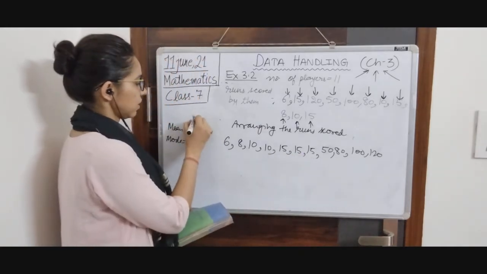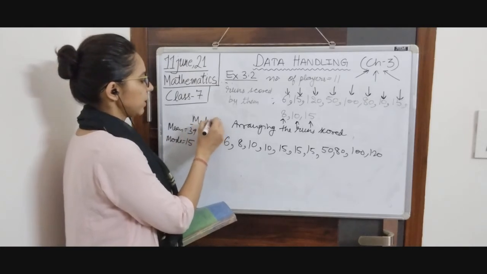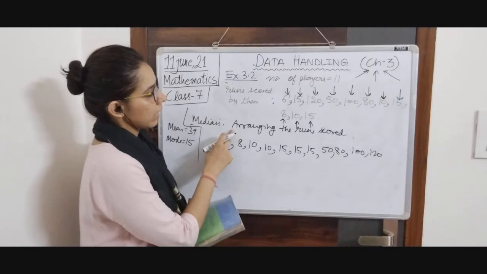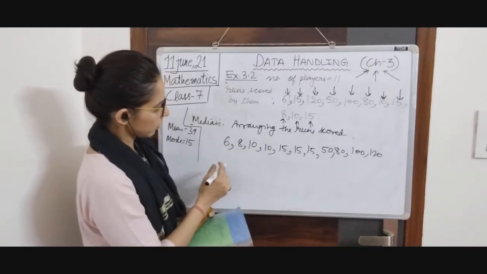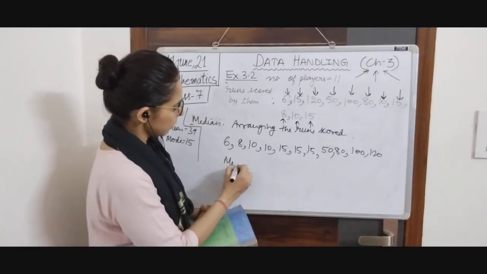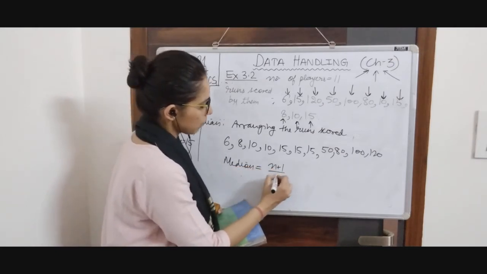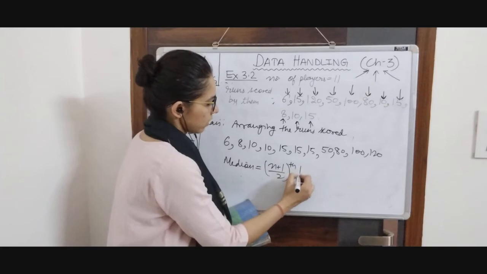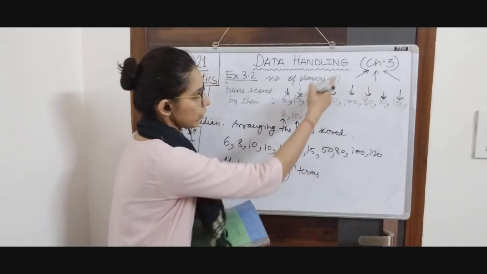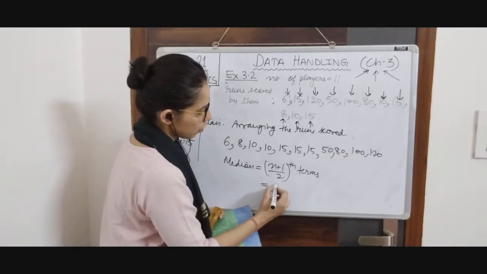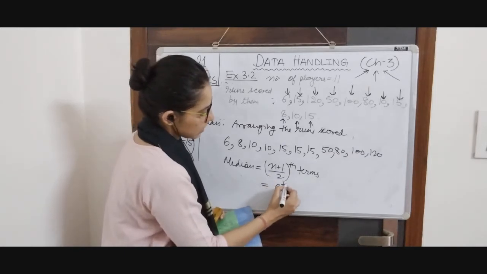Median is the middlemost term. For that we will need to arrange the observations. Then median will be the middlemost term. Median will be the (n plus 1) by 2th term. Here n is equal to the number of pairs, which is 11. So 11 plus 1 by 2, 12 by 2, that is the 6th term.